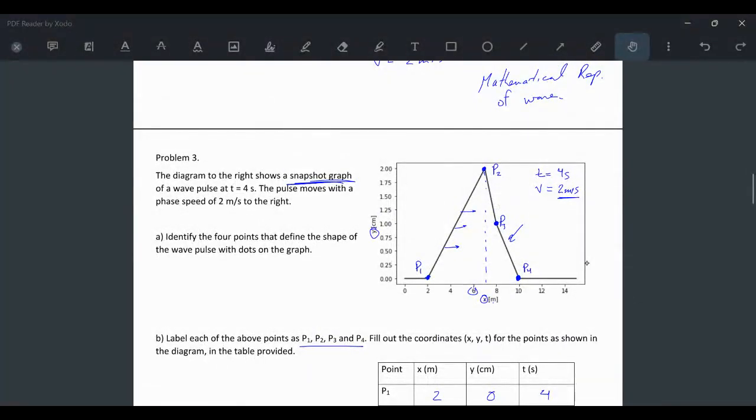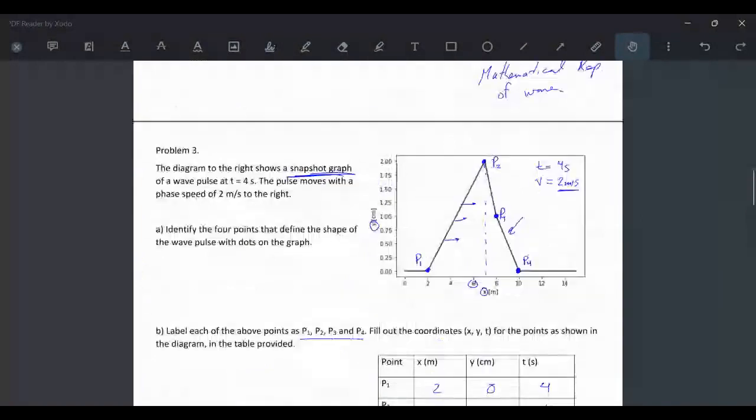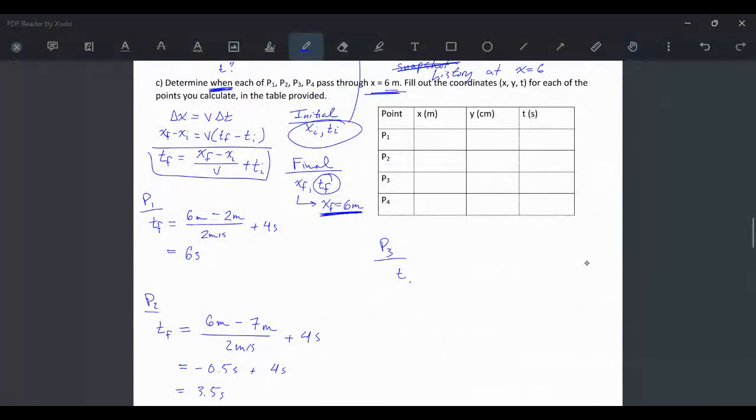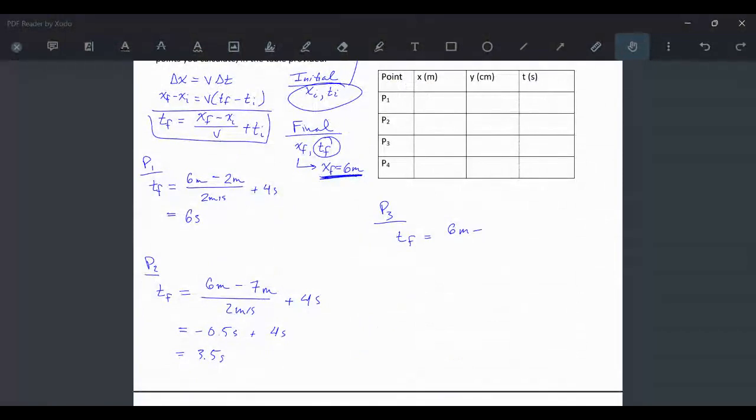Note that, so we can avoid jumping back and forth another time, P3 and P4 are also past x equals 6. Because the wave is moving to the right, they've already been through x equals 6. Again, we'll calculate the times for our history graph, but we expect them to be smaller than 4. 4 seconds is just when we had this particular snapshot. So for P3, we're trying to find out when it ends up at x equals 6. In our snapshot above, let's glance at our table. It was at x equals 8.